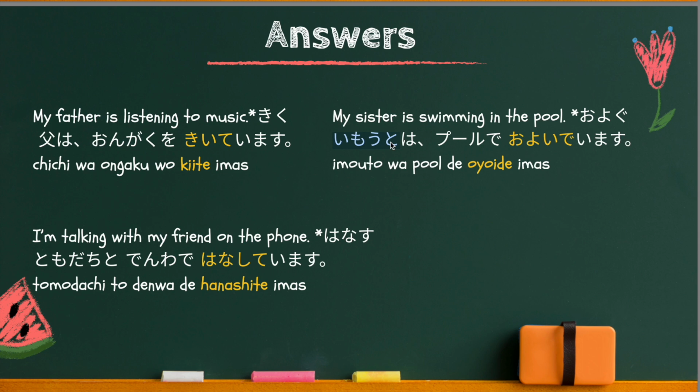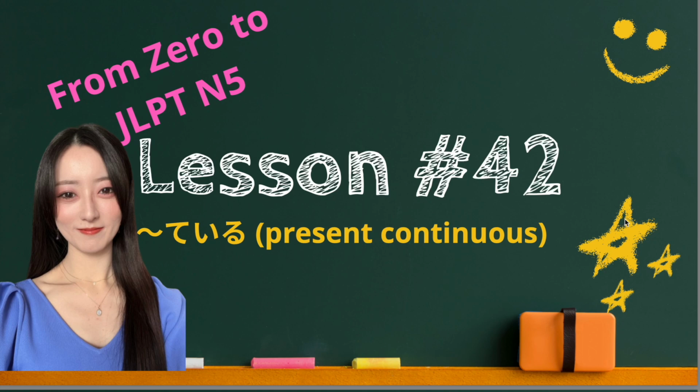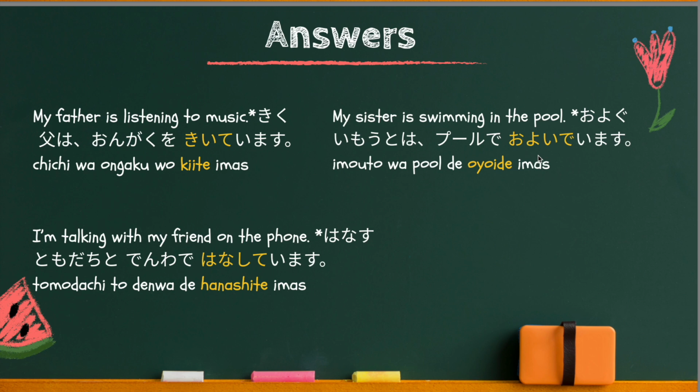Now I will read the sentences, so please repeat after me. 父は音楽を聴いています。友達と電話で話しています。妹はプールで泳いでいます。Very good job.